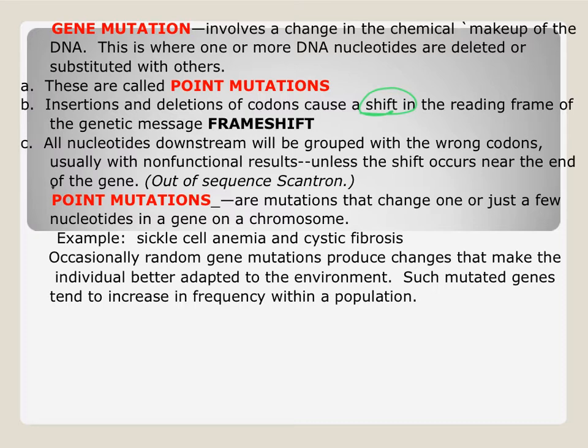That means everything after that mutation will be messed up, like getting out of sequence when you're marking answers on a Scantron. Anyway, a point mutation may change just one or a couple of nucleotides in a gene or even on a chromosome. Sickle cell anemia and cystic fibrosis are two genetic diseases that are actually point mutations. So even though it's one little piece that's mutated, it can cause a major disease. Like I said, sometimes you have these random gene mutations that are better for the organism. In that case, if it makes it better adapted to the environment, you will see it more often.